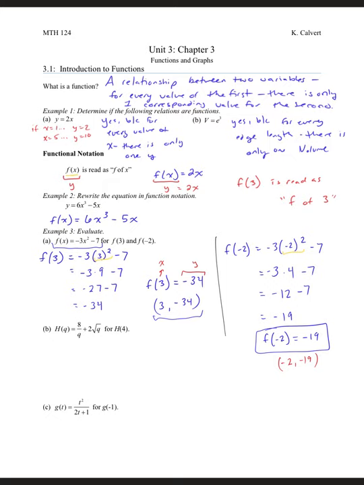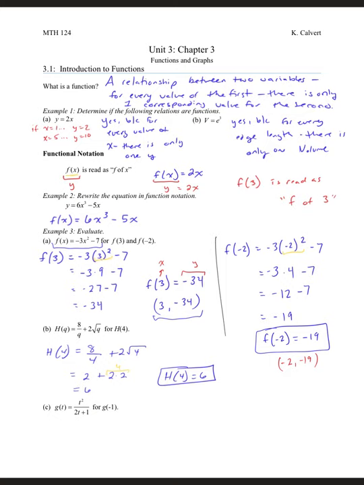Okay, why don't you pause the video and try letter B? Okay, so we have h of q equals 8 over q plus 2 times the square root of q. And we want to substitute a 4 for all of our q's, and then we're just evaluating. Again, we're not doing anything with the left. This is just a label. This is the name of the function, if you will. So we have 8 over 4 plus 2 times the square root of 4. Well, 8 over 4 is 2. Square root of 4 is 2. 2 times 2 is 4. 2 plus 4 is 6. So we have h of 4 equals 6.